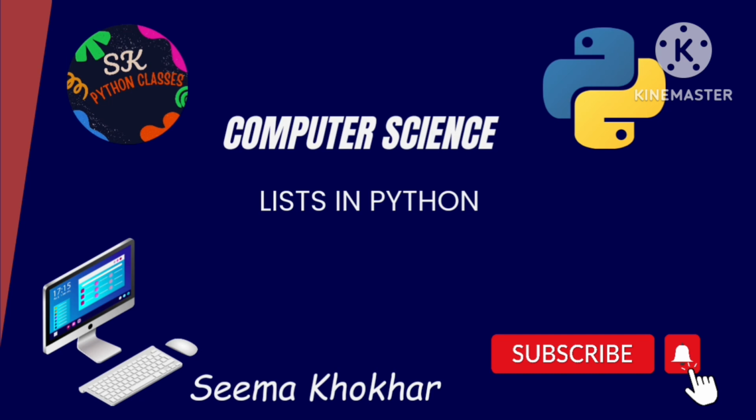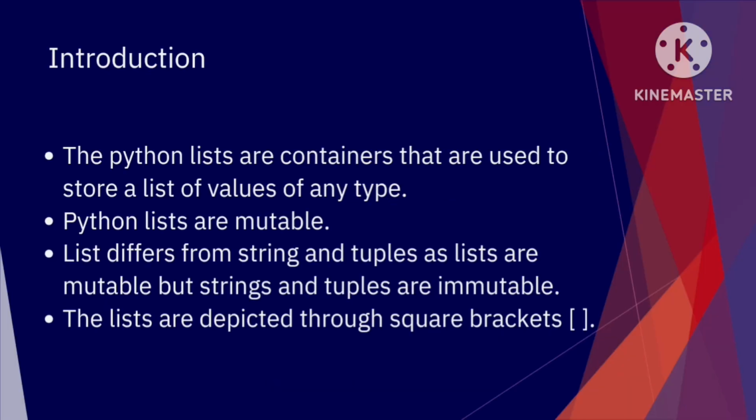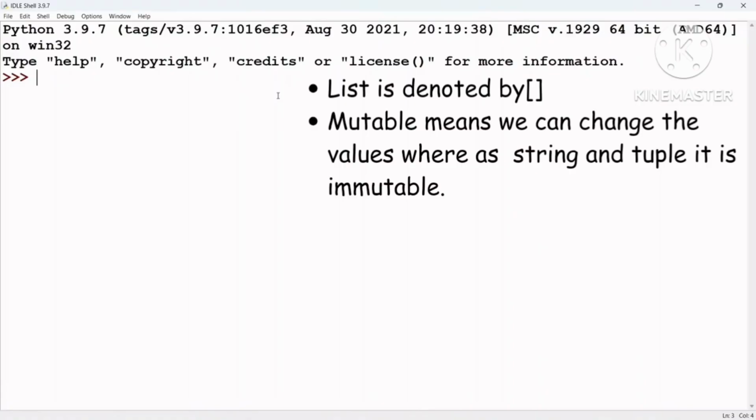In this video we will see how to create a list using different ways. So first we will see the introduction. What is a list? Lists are containers which can be used to store values of any type. That means integer, float, complex, all types you can contain in a single list, and it is denoted with square brackets. Moreover, list is mutable.